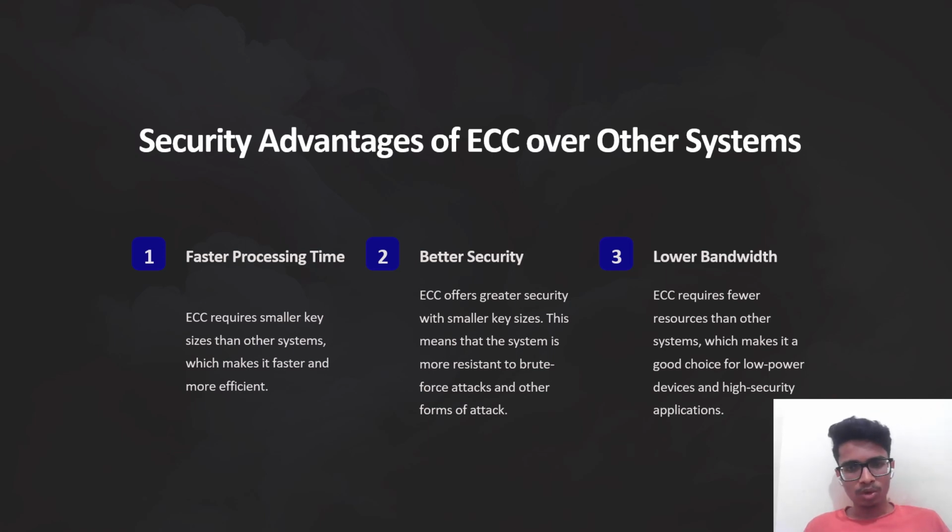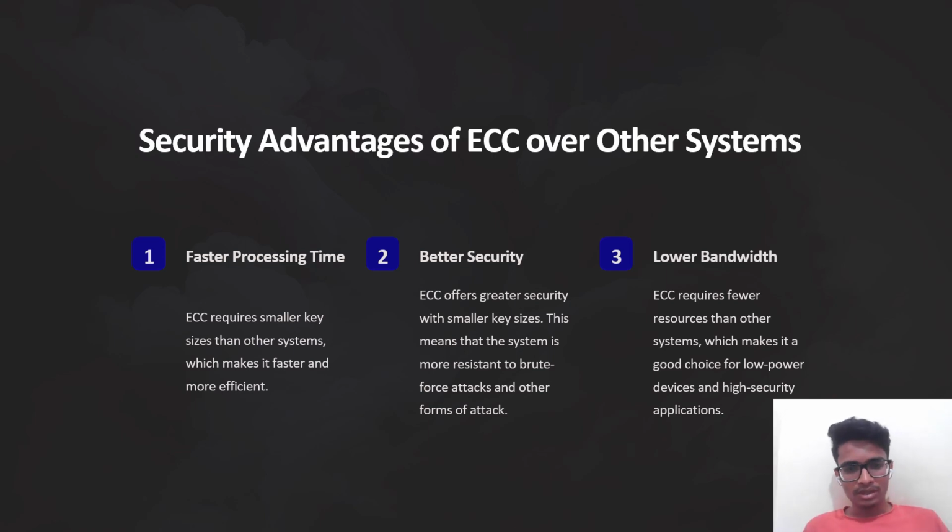There are some advantages of ECC over the other systems, because if a system is efficient, it should have advantages over the other systems which are inefficient. So the first advantage is the faster processing time. ECC requires smaller key sizes than the other systems, which makes it faster and more efficient. So the key size is very small.